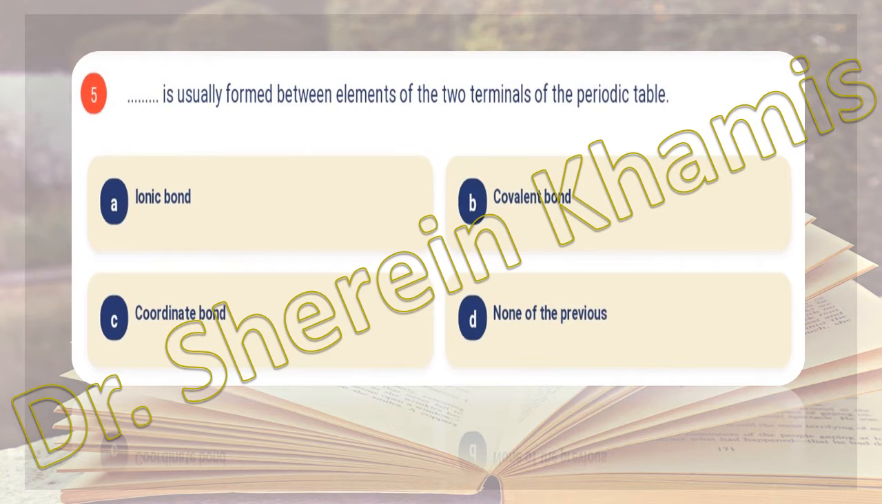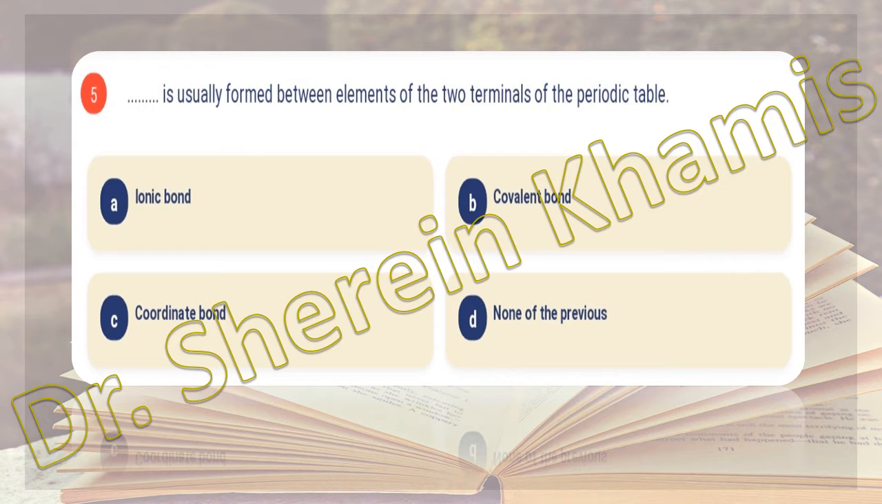Question 5 says, what is usually formed between elements of the two terminals of the periodic table? What the meaning of two terminals means is that we have the left side and right side. If we are talking from the left, we take the metals, and we take the non-metals from the other side of the table. What do we mean by this?